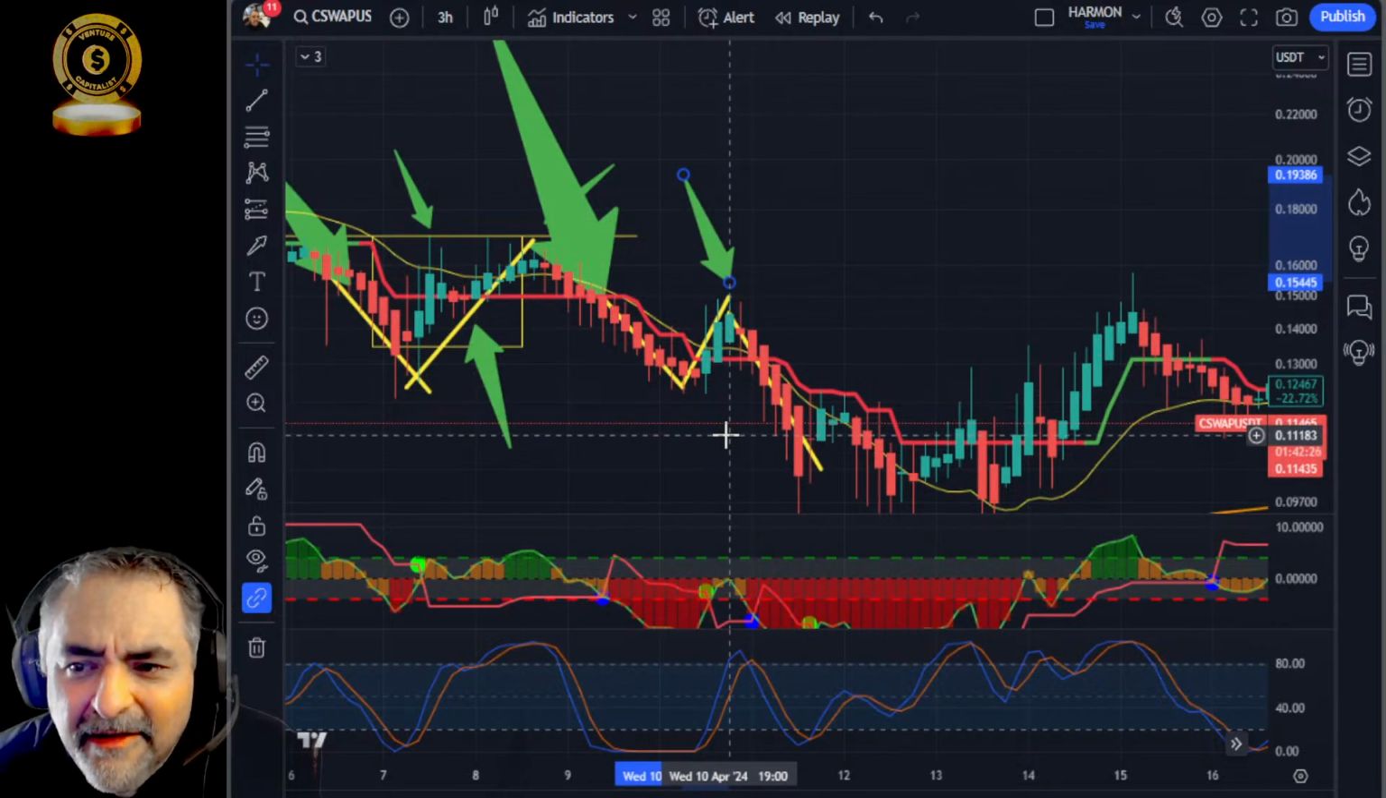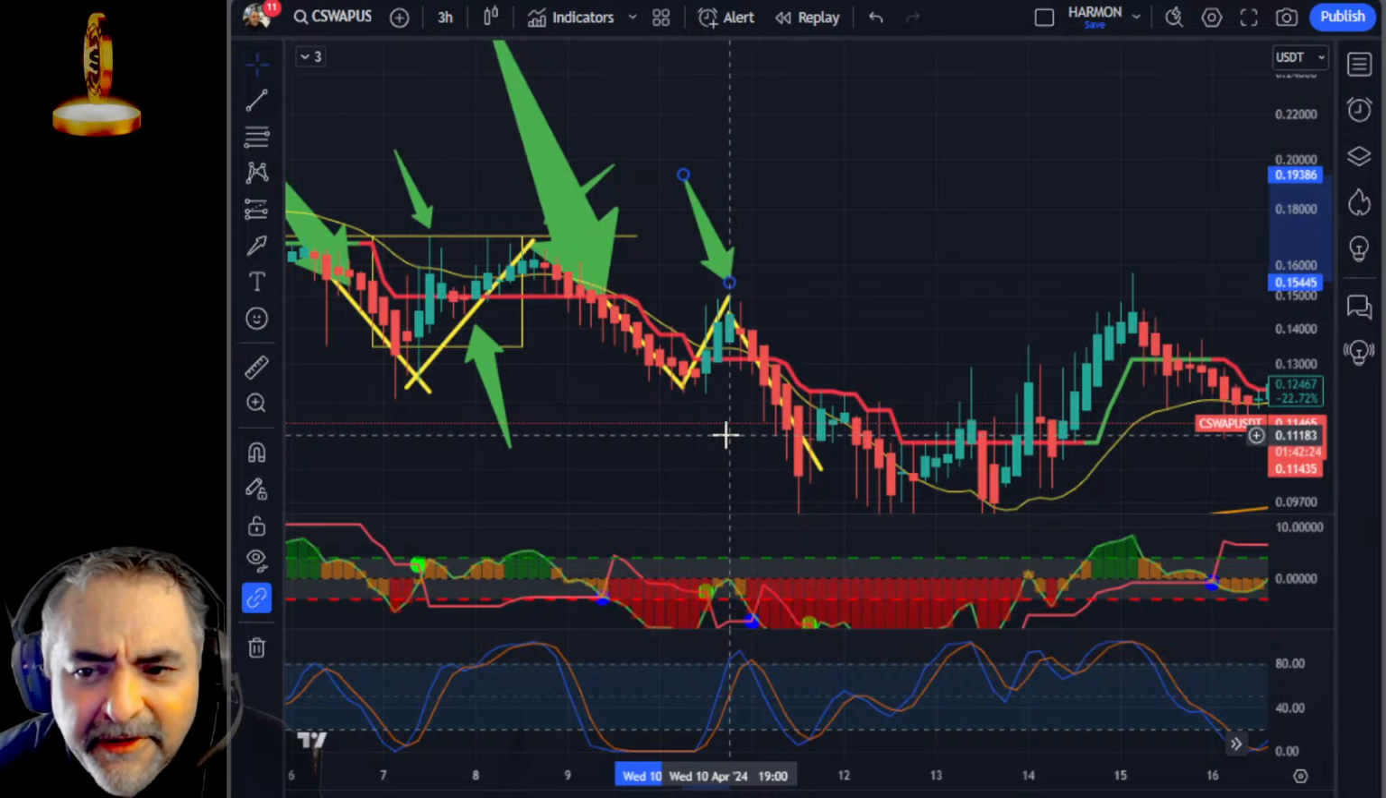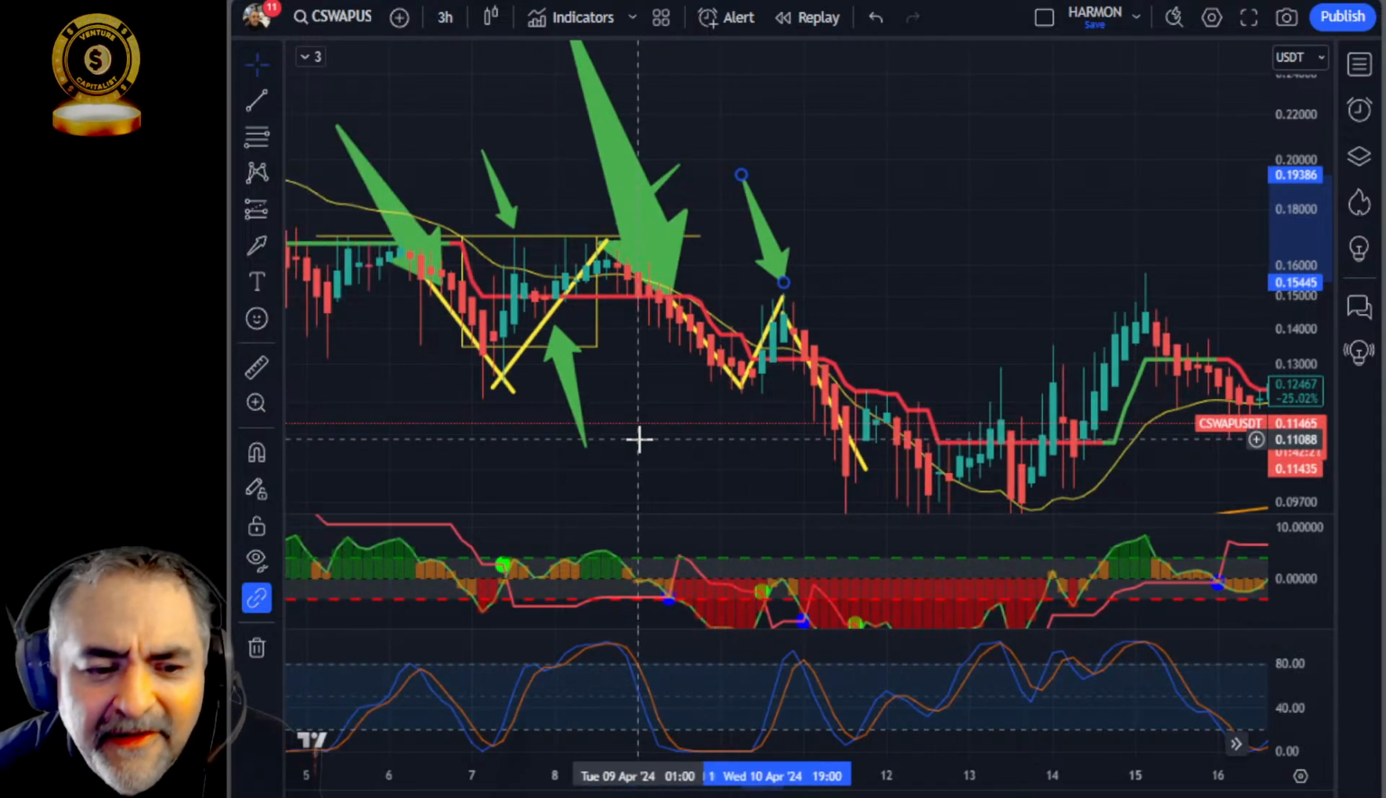So just be aware that these coins move up and down pretty frequently, and the entire objective here is simply to take profits.